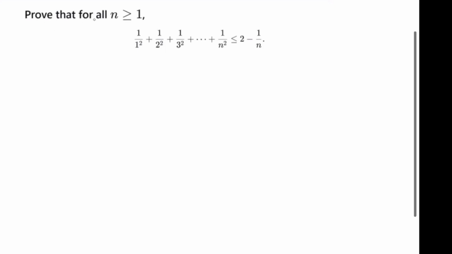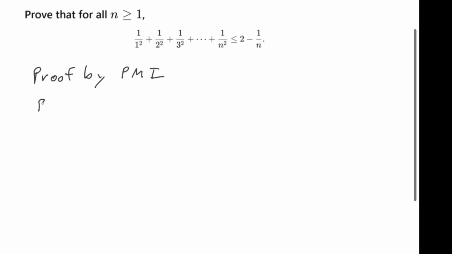All right, we're going to prove that for all n greater than or equal to 1, this sum is less than or equal to 2 minus 1 over n. Okay, so we're going to do a proof by PMI.